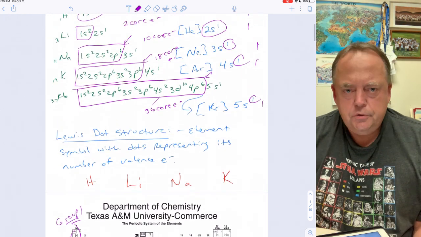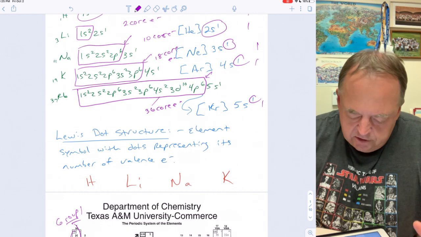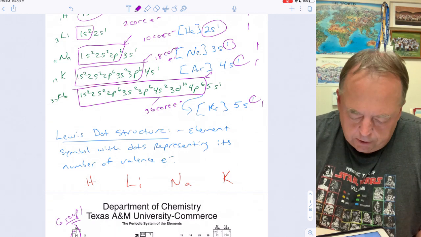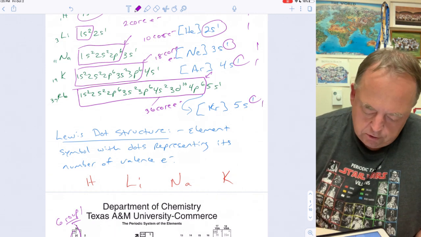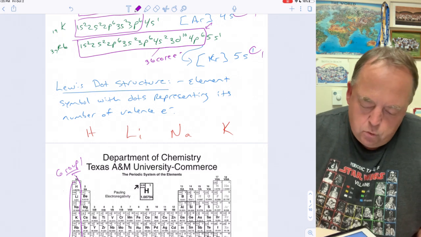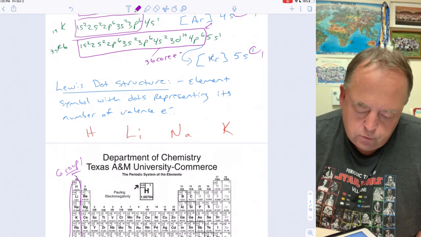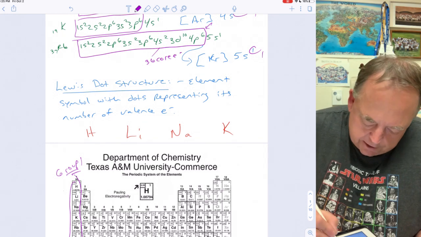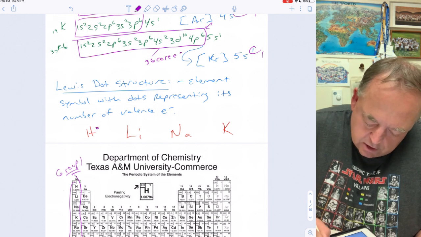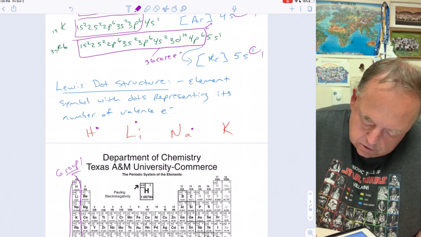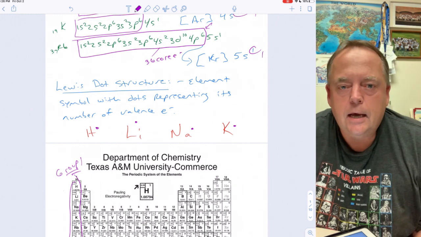Okay, so once you identify an element's valence electrons, you can use that to write what's known as a Lewis dot structure. That's just the element symbol with enough dots to represent the number of valence electrons. So hydrogen has 1 valence electron, so 1 dot; for lithium, 1 dot; for sodium, 1 dot; for potassium, 1 dot.